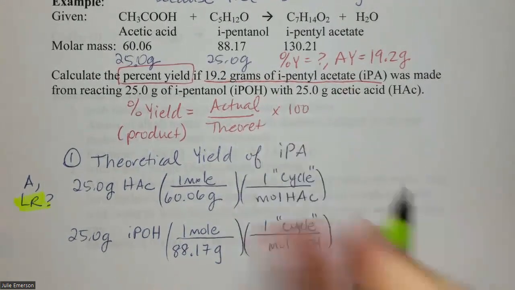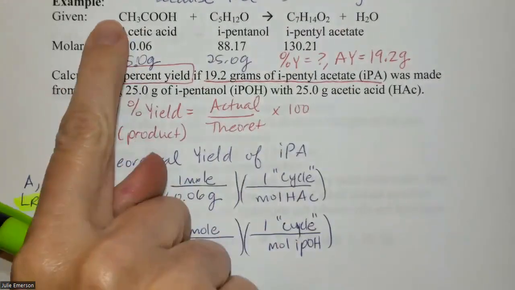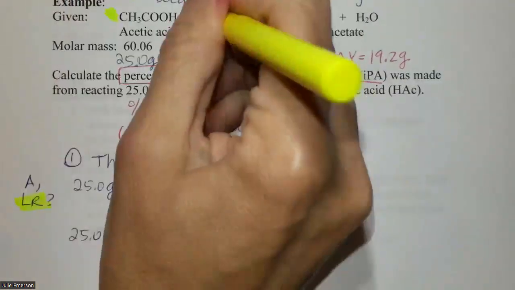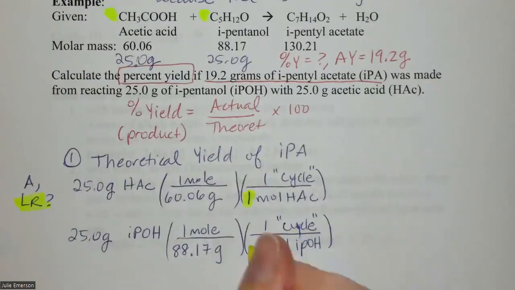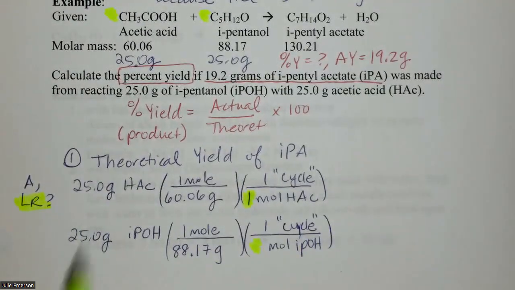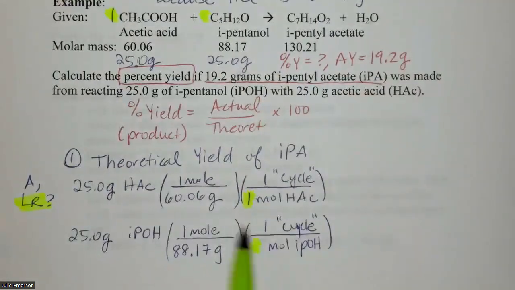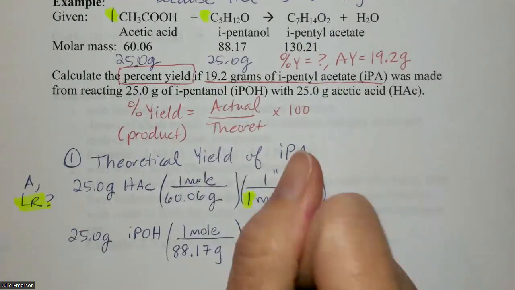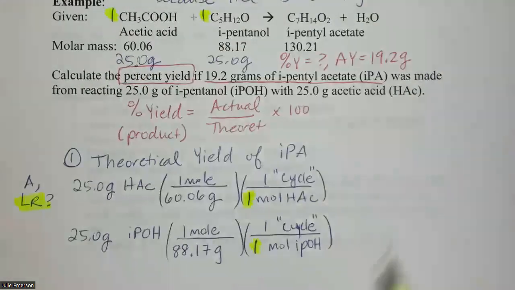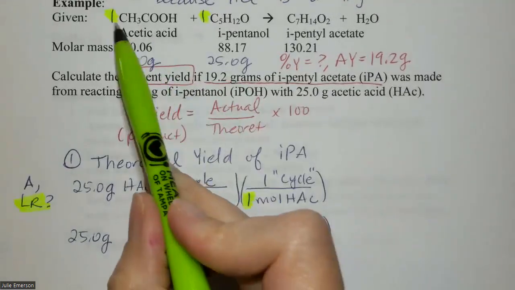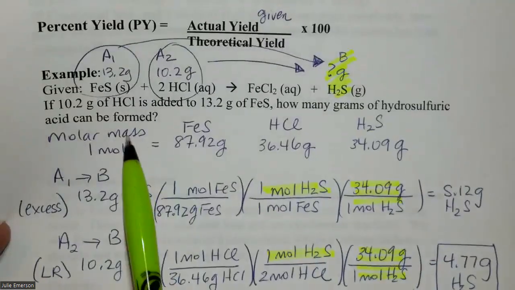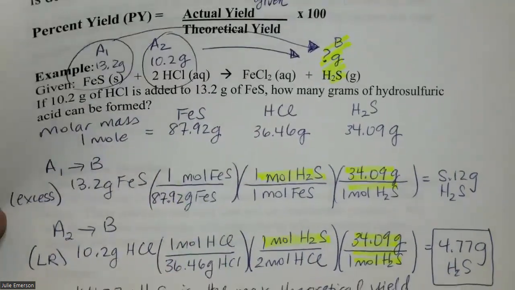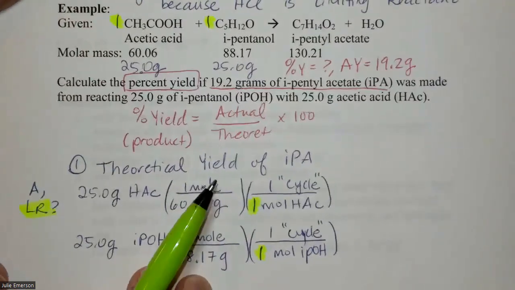For one reaction cycle, I use 1 mole of acetic acid. So basically those coefficients that we've been focusing on for this chapter for stoichiometry, that's where it's coming in. Nothing in front, so it's an implied 1, right? So 1 mole of acetic acid for every time that reaction goes through a cycle. For the isopentanol, also 1, right? 1 mole of isopentanol for every cycle. If this had been a 2 to 1 ratio like we had up here, that would have been an important step because we need twice the moles of HCl as we do FeS. So you have to make sure and factor in that coefficient.